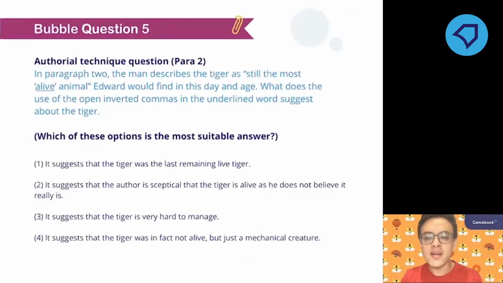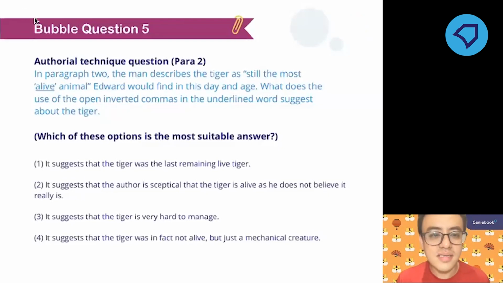Number 5, in paragraph 2, the man describes the tiger as still the most alive animal Edward would find in this day and age. What does the use of the open inverted commas in the underlined word suggest about the tiger? Okay, I'm not going to give you any clues. I'm just going to see how you answer this by yourself. Question number 5 in 3, 2, 1.